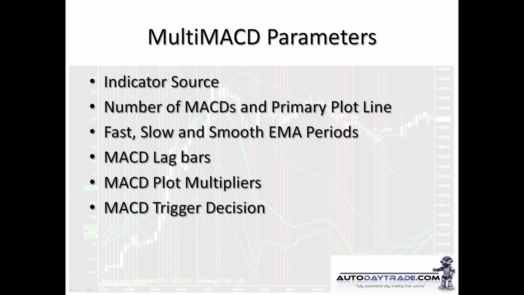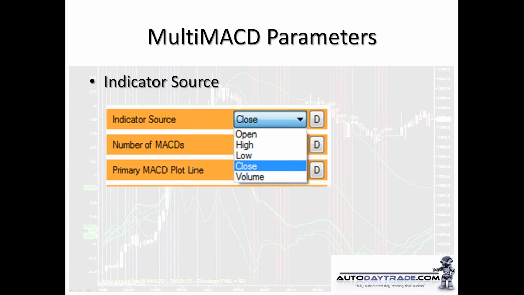Okay, so here are the main types of parameters for AutoDayTrade.com's MultiMACD indicator. The indicator source lets you choose which chart value to track and from which to create the plot lines. The first 5 of these, open, close, high, and low, refer to the price values in a bar. The last provides the intriguing option of using MACDs on the volume values. Today we're going to use the close option.